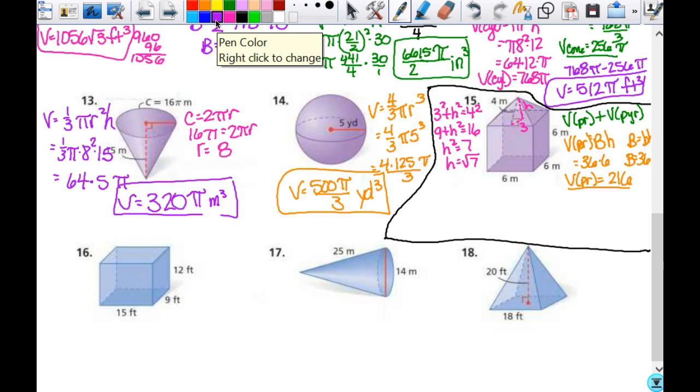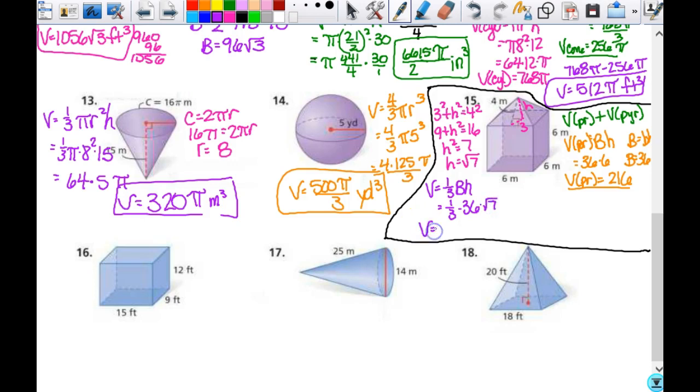Oh, I forgot to stick my pi on the end. No. All right. Volume of the pyramid is 1/3 big B times h. Was it the same big B? Yes. And the height obviously is different though. So this is 1/3 times 36 times the square root of 7.